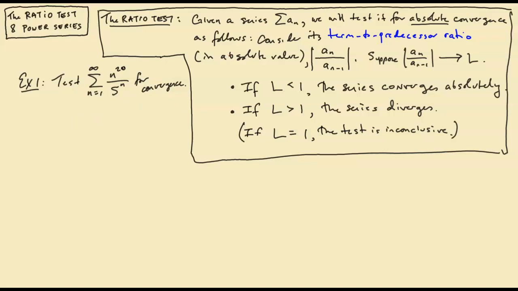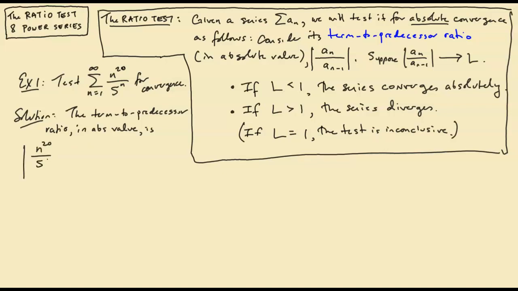Well, what am I going to do then? Oh, well, I've got n as an exponent. Maybe this ratio test will help us. After all, I said that's one of the two places where it tends to be useful. Let's try it. The term-to-predecessor ratio in absolute value is, well, let's see, the general term is n to the 20th over 5 to the n, and its predecessor, what's that going to be? Well, if the general term is where the index is n, the predecessor is going to be where the index is n minus 1. So we just have to replace n by n minus 1 in each case, and we have n minus 1 to the 20th over 5 to the n minus 1.